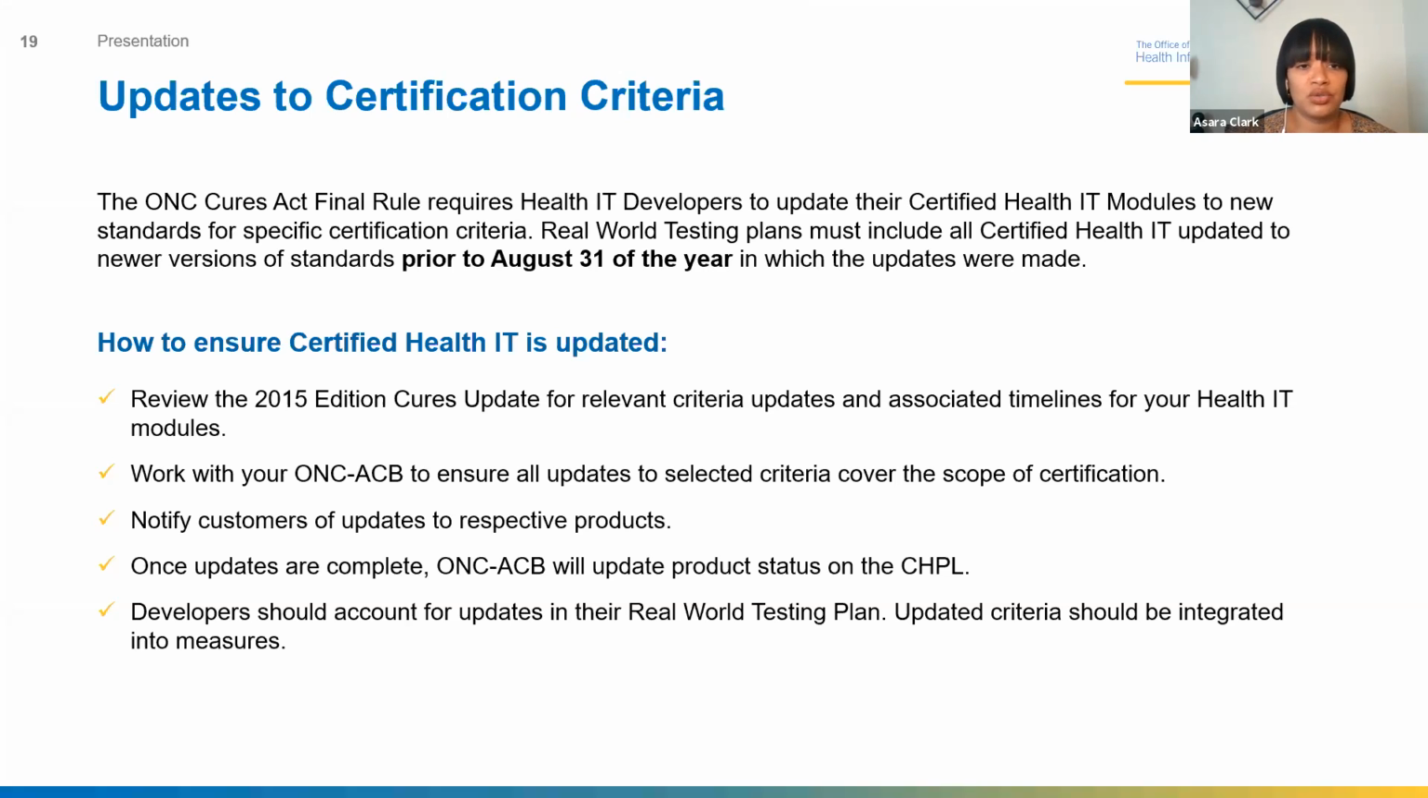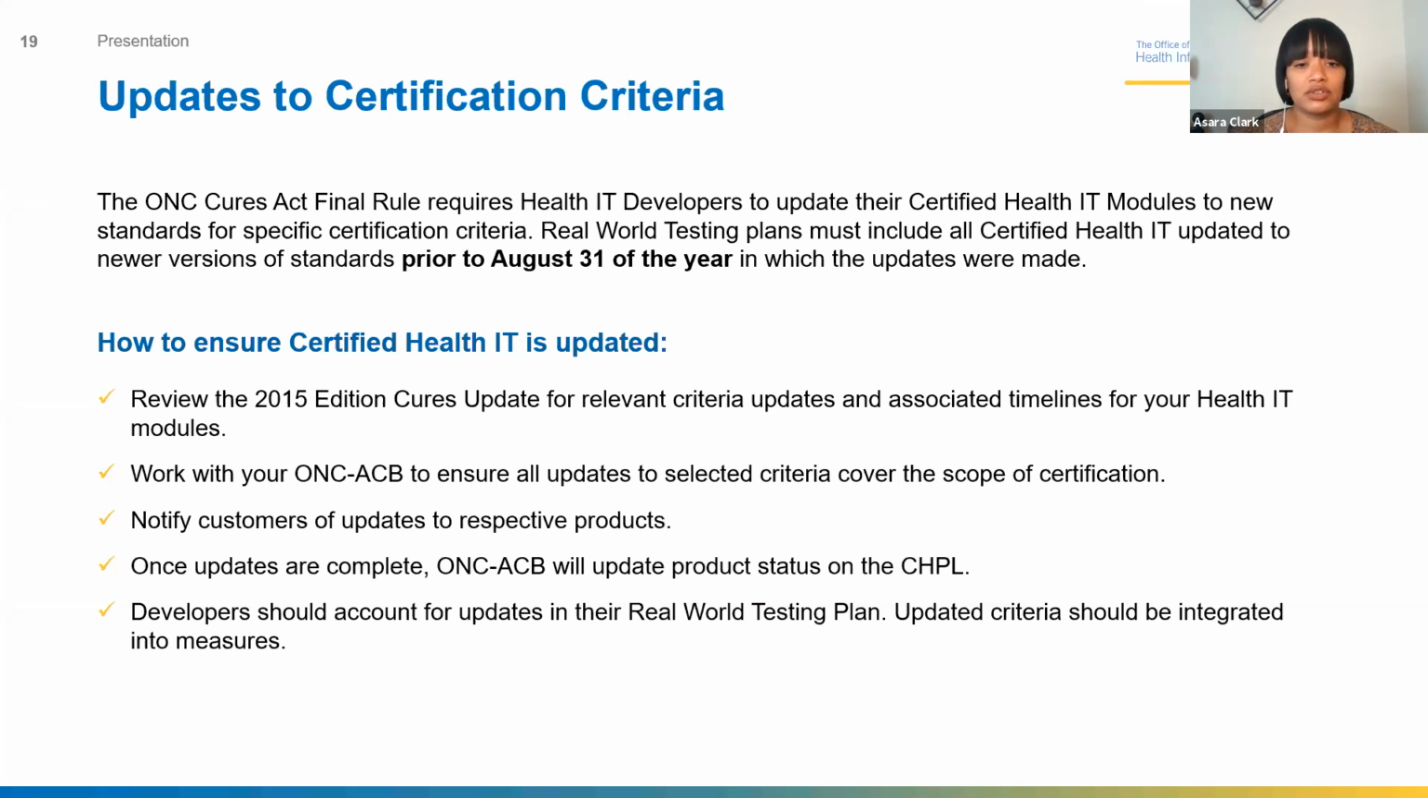Now, how do you ensure that you have accounted for all of your certification criteria and the required updates to standards within those criteria or required by those criteria? You're going to first and foremost review the 2015 edition Cures update for relevant criteria updates and associated timelines. You want to work with your ONC ACB to ensure all updates for selected criteria are covered within the scope of your certification so you don't miss anything. They can help you with that.